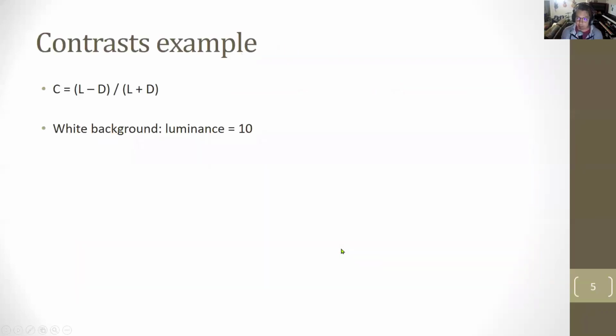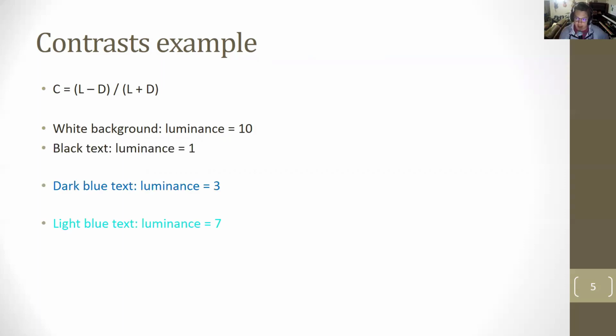All right, so let's do some math here. Let's go ahead and just assign values and say the white background on this screen has a luminance value of 10, and the black text has a luminance value of 1. Let's say dark blue text, it's not as dark as black. It has a luminance of 3. And as we get lighter here, light blue, let's call that a luminance of 7.